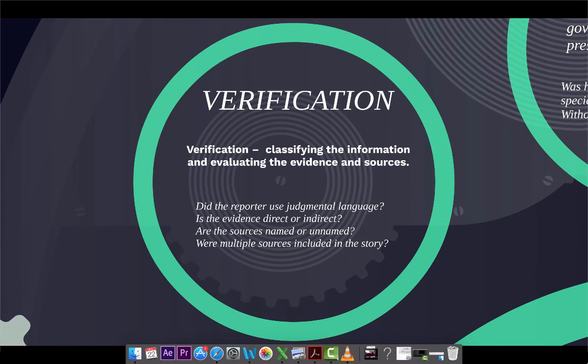Okay, so what is verification? As I told you, news literacy is the ability to critically judge the reliability and credibility of news information via print, online, or the web. Verification: classifying the information and evaluating the evidence and sources.